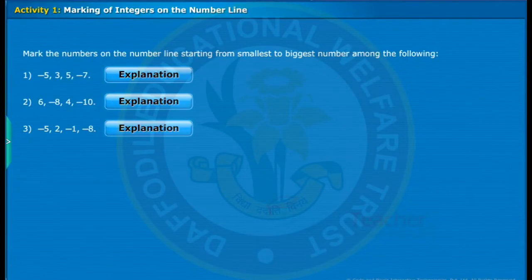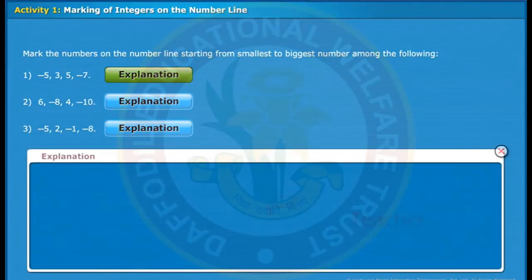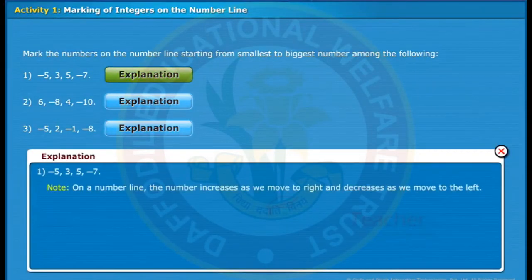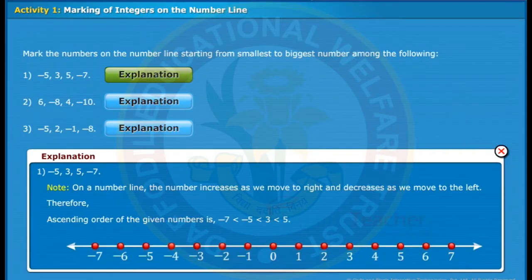Let us perform an activity on marking of integers on the number line. Mark the numbers on the number line starting from smallest to biggest number among the following. Note: on a number line, the number increases as we move to right and decreases as we move to the left. Therefore, ascending order of the given numbers is -7 less than -5 less than 3 less than 5. For the given numbers, the ascending order representation is -7, -5, 3 and 5.